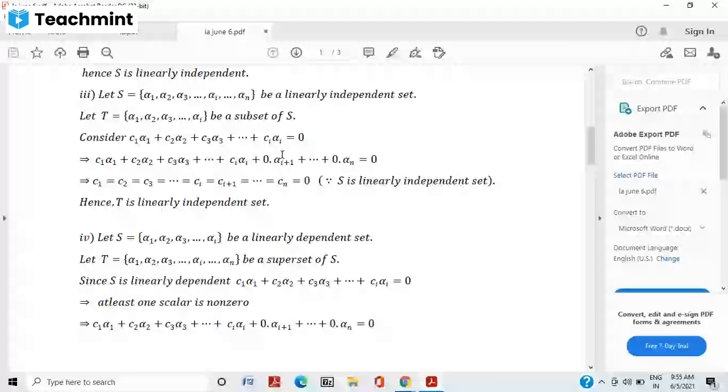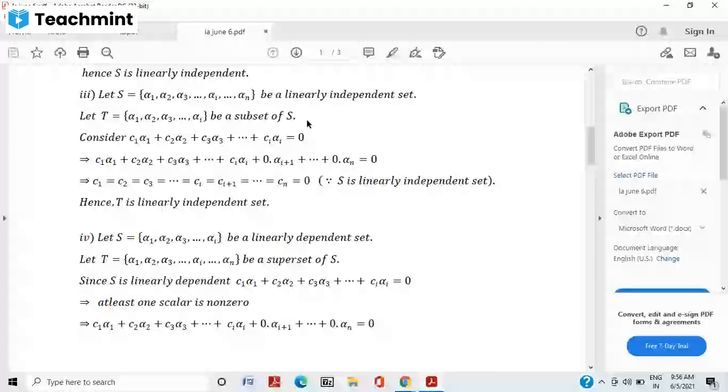But then we get an expression of the form of a linear combination of which vectors? Alpha 1, alpha 2, alpha 3, etc., alpha n. This is an expression of the form C1 alpha 1 plus etc., Cn alpha n equal to 0. Since S is linearly independent, what is the meaning? All Ci should be equal to 0. All Ci being 0 means T is linearly independent, which means C1, C2, C3, etc., Ci are also 0. Then all these Ci's are 0. What will become of T? T also will become linearly independent.